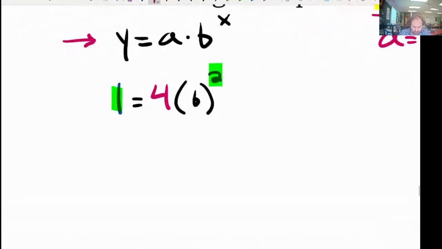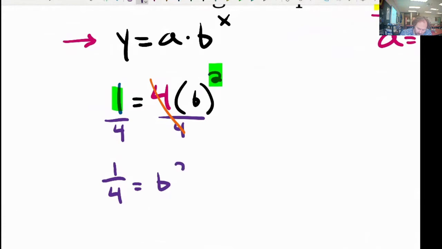So from here, we're just going to do a little bit of algebra. We're going to start by dividing by the 4 on both sides because we got to get that out of there before we can do any roots. So 4 divided by 4 is going to cancel out. 1 divided by 4 is 1/4, which equals b squared.